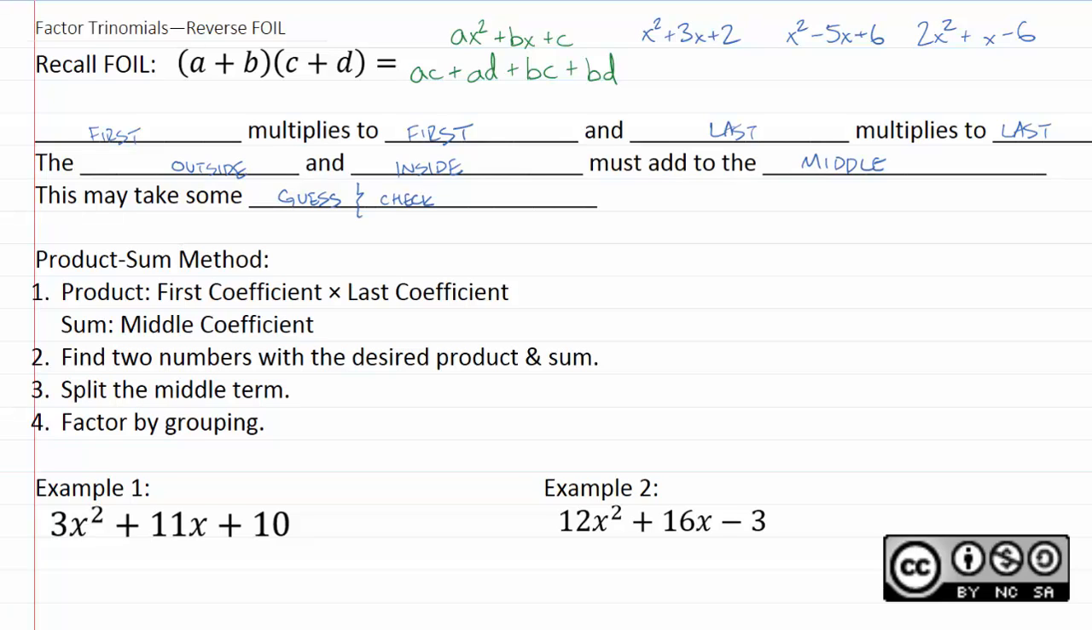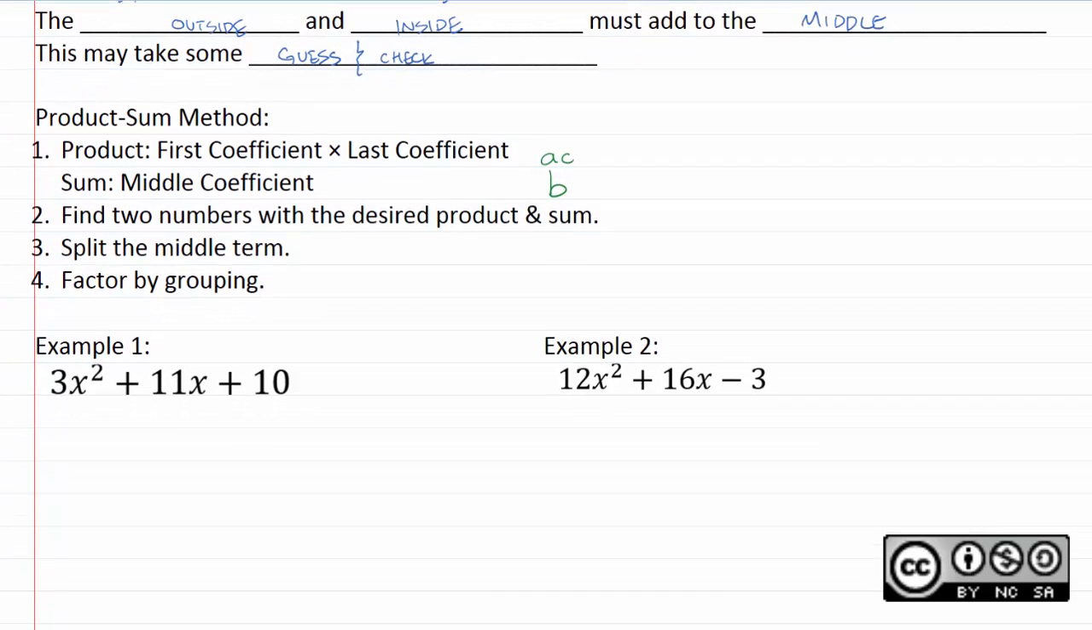So for the product sum method, we work with one of these trinomials, ax squared plus bx plus c. Again, we call it a trinomial because it has 3 terms: 1, 2, 3. And we begin by finding 2 things, the product and the sum. In this case, a times c is our product and b is our middle coefficient. This is a little easier to do with an example, so let's begin with example 1. In the case of example 1, our product would be 3 times 10, which is 30, and our sum would be 11.